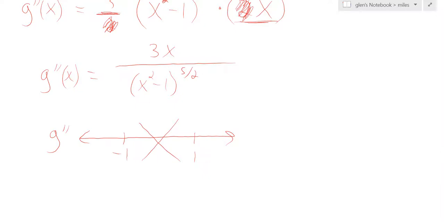And then we're going to test these out. If you plug in a big negative number, negative 5, you're going to get negative 15 over 24 to the 5/2. That's a negative number, which means the graph is concave down there. If you plug in a positive number, like positive 5, you're going to get positive 15 over 24 to the 5/2. That's a positive number. That graph is concave up. And then you list out these intervals. Everybody feel like we can list out these intervals? Sure. I didn't write them all out.